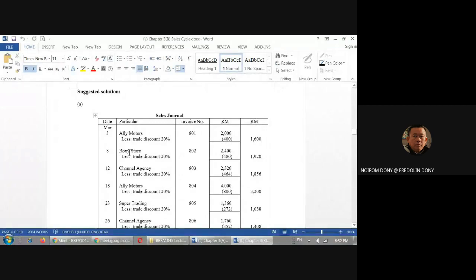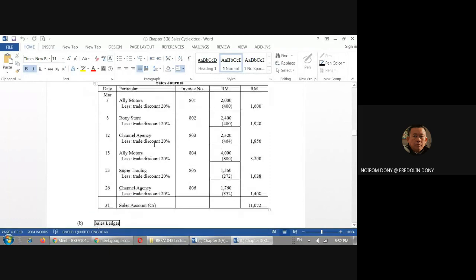And then on the 8th, Roxy store. Trade discount 30%, 802. Now the invoice number, because this is sales journal, the invoice number is our numbering system. So that's why this is in sequence. Unlike purchases numbers, they are different. Why? Because that is your supplier's system.